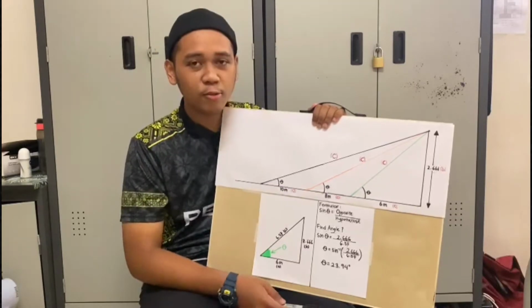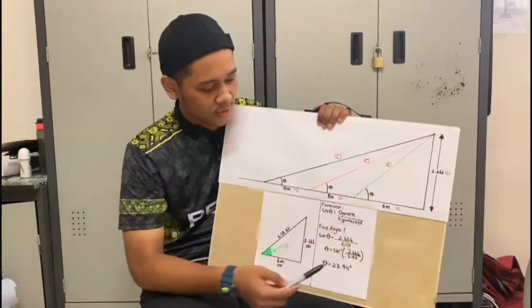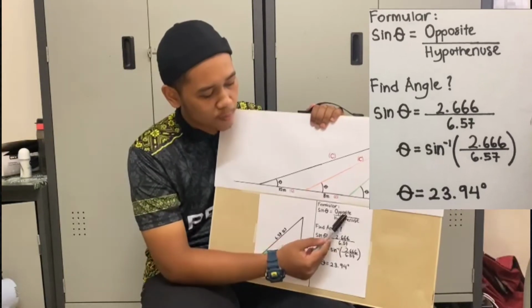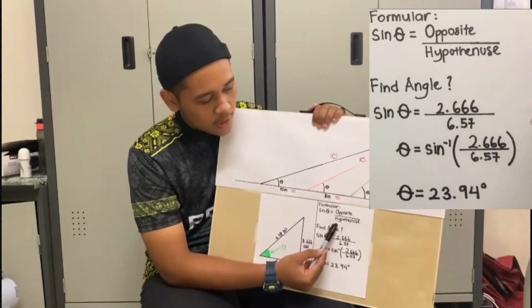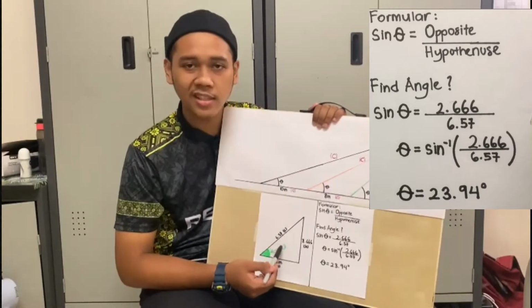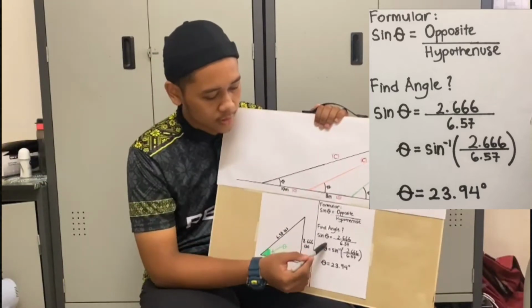Today I will present how to find the angle for the first triangle. We will use the formula sin theta equal to the opposite over hypotenuse, and we have all the information and we just apply it in the formula.